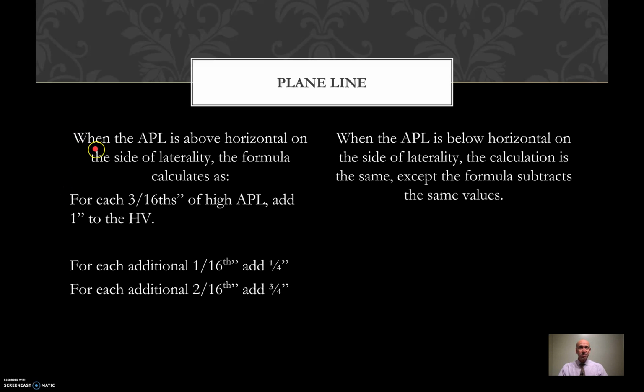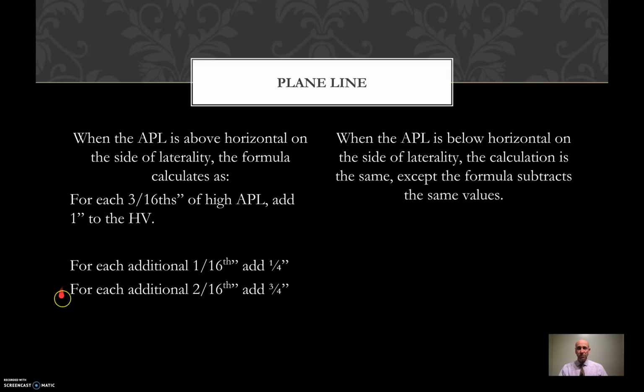So when the APL is above horizontal on the side of laterality, the formula calculates as, for each 3/16 of high APL, add 1 inch to the height vector. Then it breaks down further that for each additional 1/16 of an inch, add 1/4 of an inch to the height vector, and for each additional 2/16 of an inch, add 3/4.